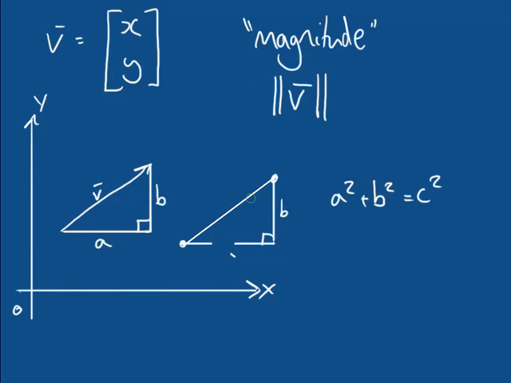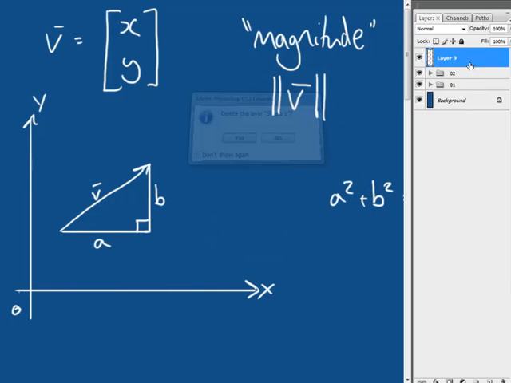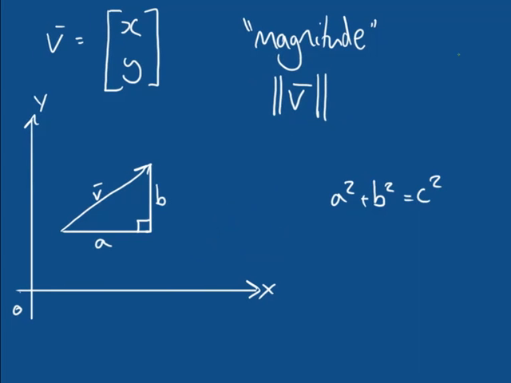So let me just erase this for a second, and also delete that shape that we drew because we don't need it anymore. Fantastic. So we know that a squared plus b squared is equal to our hypotenuse squared, and we know our hypotenuse is the magnitude of our vector v. So a squared plus b squared is equal to the magnitude of our vector v squared. So in order to find the magnitude of our vector v, we need to find the length of a and b.